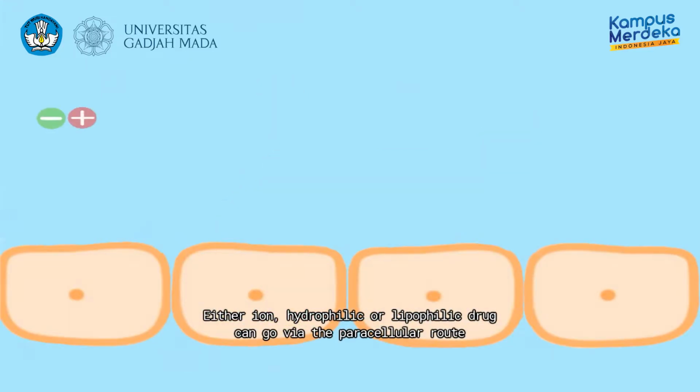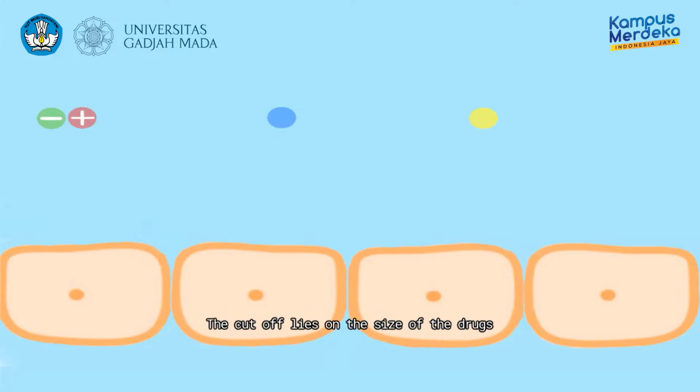Either ionic, hydrophilic, or lipophilic drugs can go via the paracellular route, but the cutoff lies in the size of the drugs.